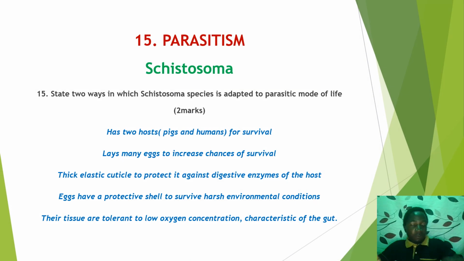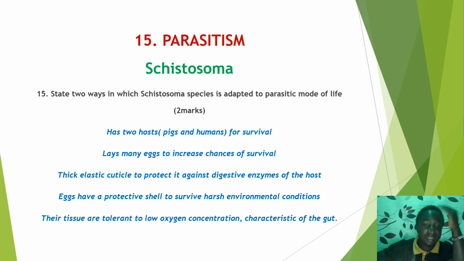Next question is about parasitism and specifically schistosoma. You are to state two ways in which schistosoma species is adapted to parasitic mode of life. Number one, it has two hosts, pigs and humans, for survival, lays many eggs to increase chances of survival also.